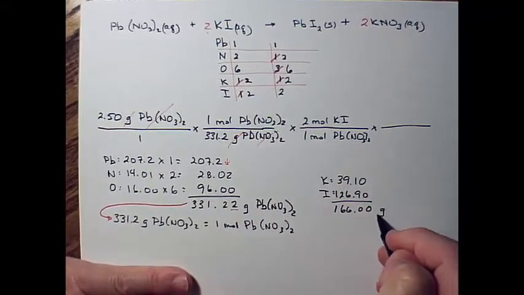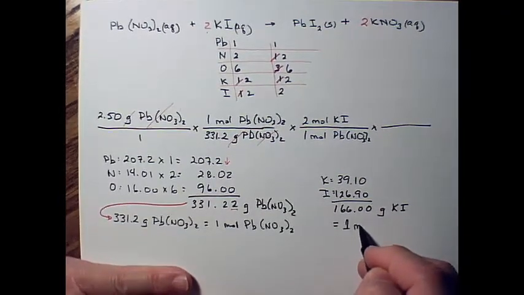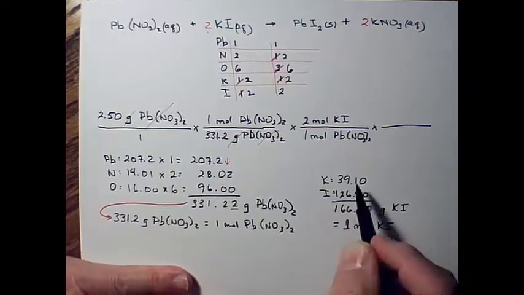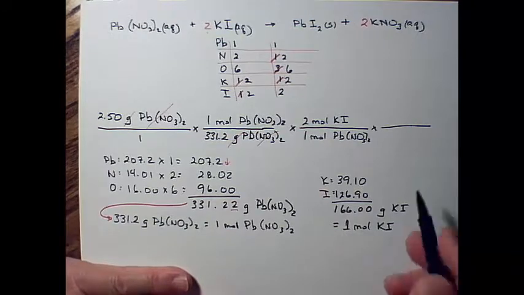166 grams of potassium iodide is equal to 1 mole of potassium iodide. There were no empty slots to the right over here, so there was really no reason to do any rounding off. We can simply write that.